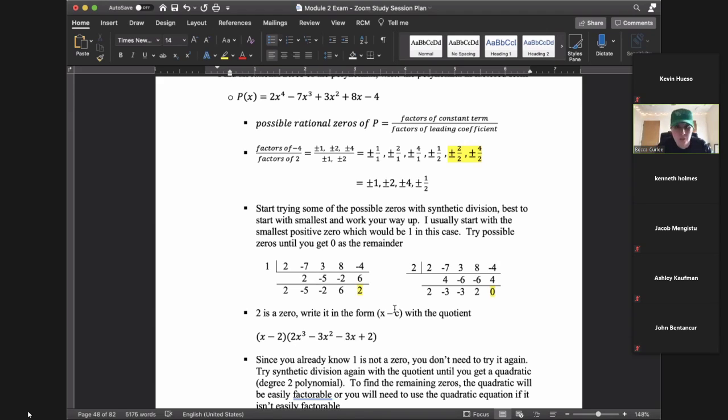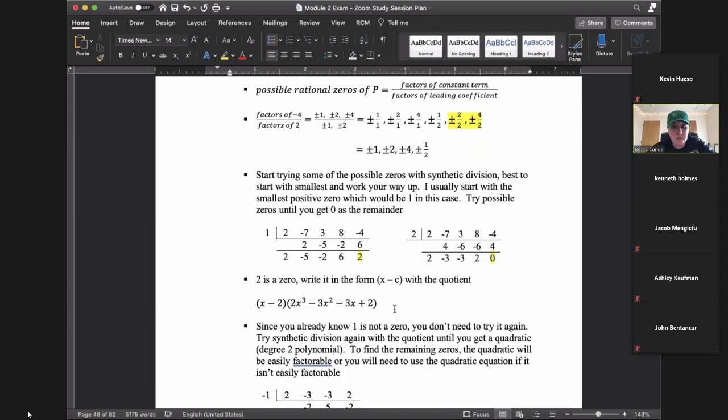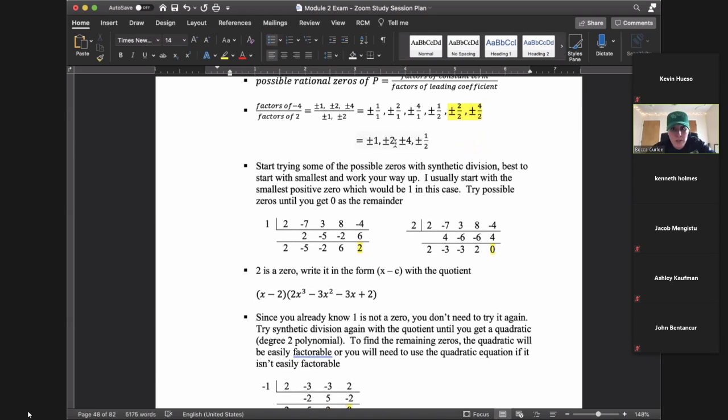The best way to do it is to start with the smallest positive value and work your way up, or whatever works for you. If you want to start with the smallest negative values, you just try possible zeros until you get 0 as the remainder. I just like to go in order so I don't start jumping around and miss ones that I've already gone over. So we've got 1, 2, and 4 and a half that are possible rational roots.